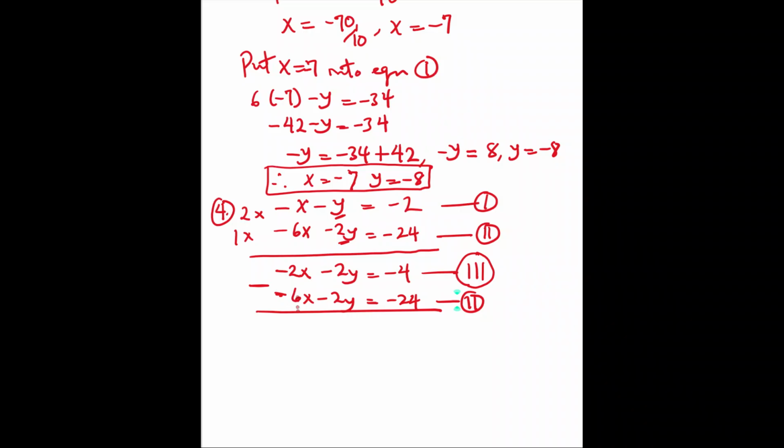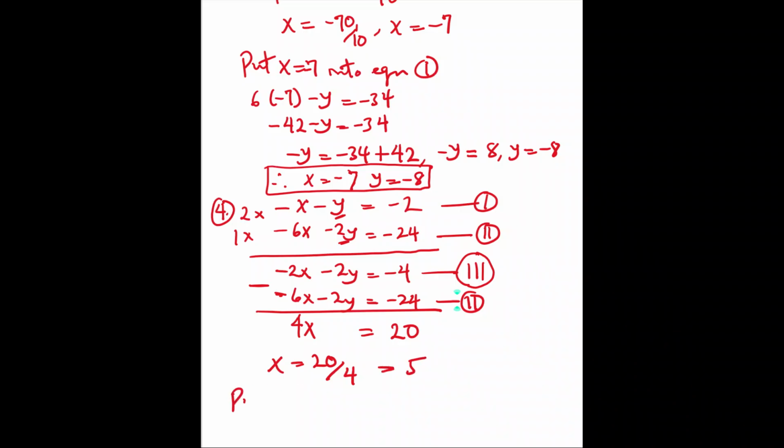Okay? So minus 2x minus 6x. So that'll be minus 2x plus 6x. That'll be plus 4x. So minus 2y minus 2y. That'll be minus 2y plus 2y. That will give us 0. Okay? That's what we're trying to eliminate. So that'll be minus 4 minus 24. That'll be minus 4 plus 24. That will give us 20.